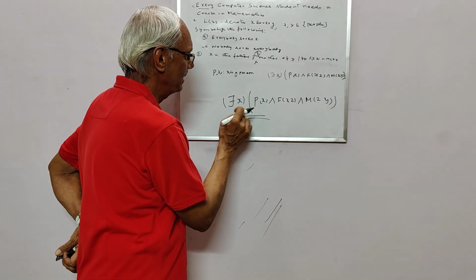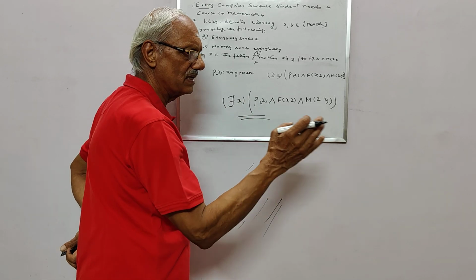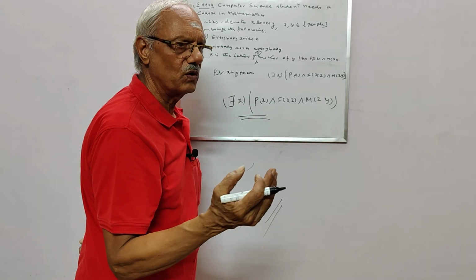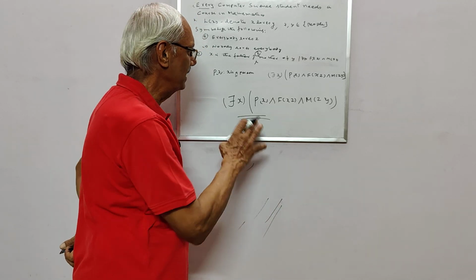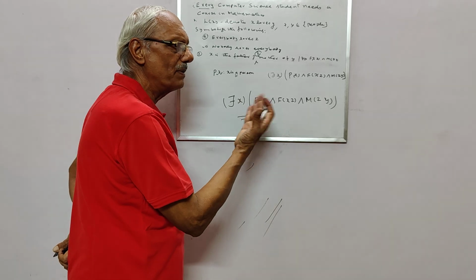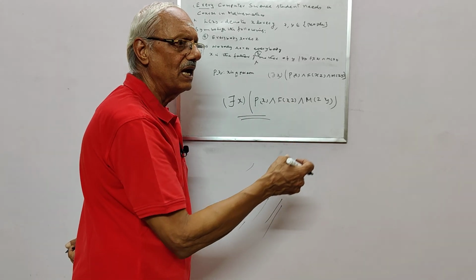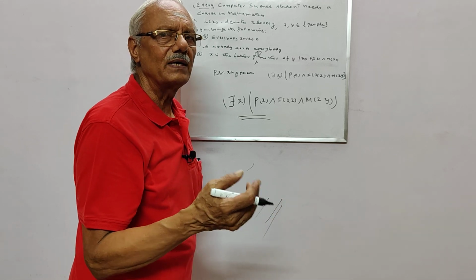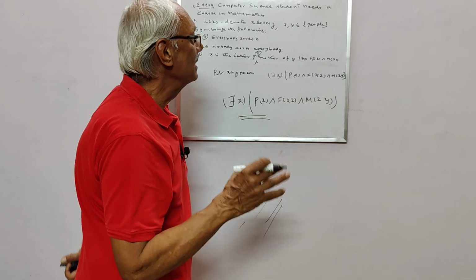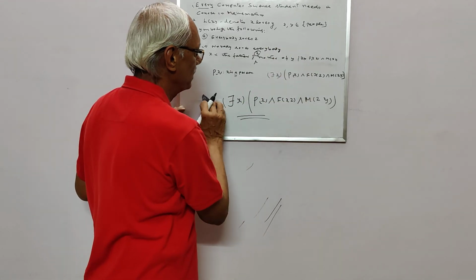Try to understand how this is written. x is a person. x is taken from the universe of discourse. They are all human beings again. And there exists an x, one person x who happens to be the father of some person z, and that person z happens to be the mother of another person y. So this is how these three problems are done.